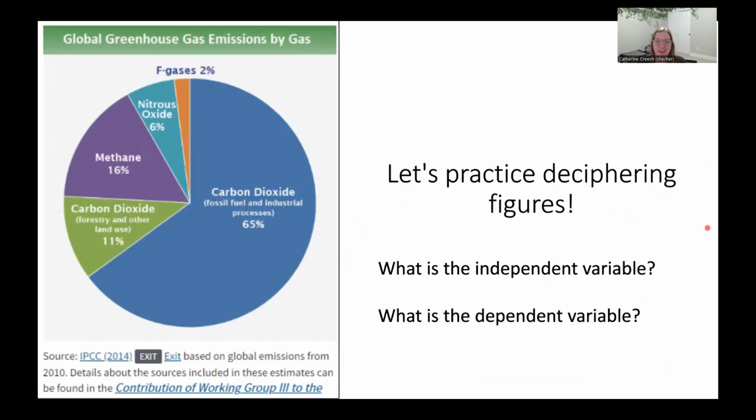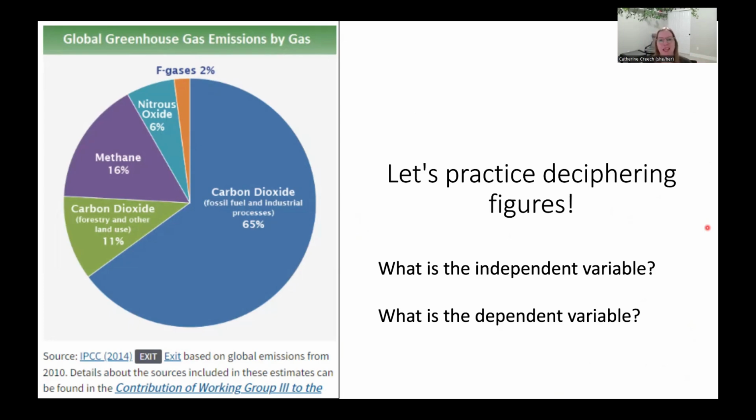And then here's our diagram. Take a moment, look at this diagram. We've done this before with bar graphs and with line graphs, but this is our first time doing it with a pie chart. So what is the independent variable? What is the dependent variable? Pause the video because I'm about to talk about it and I want you to have time to think about it.